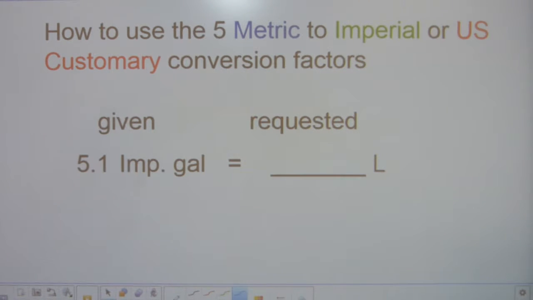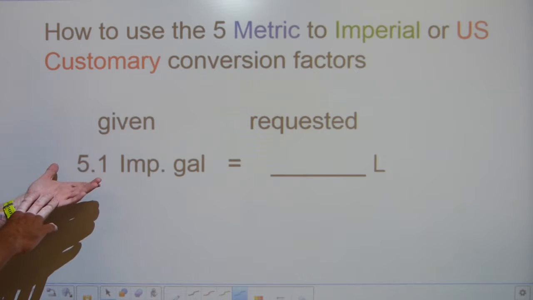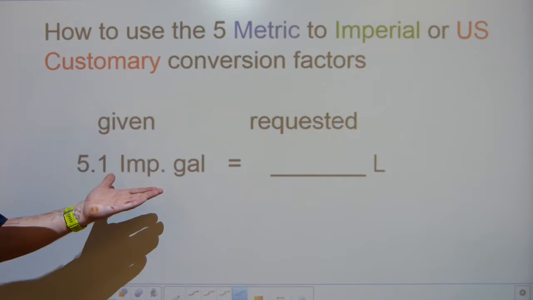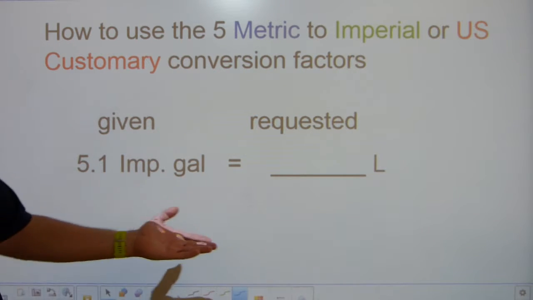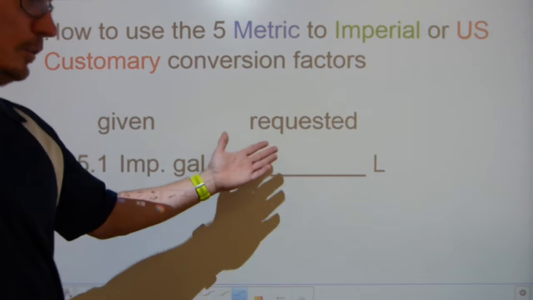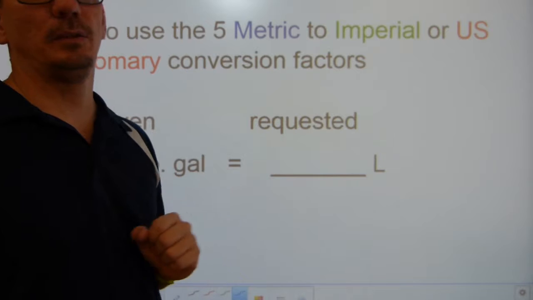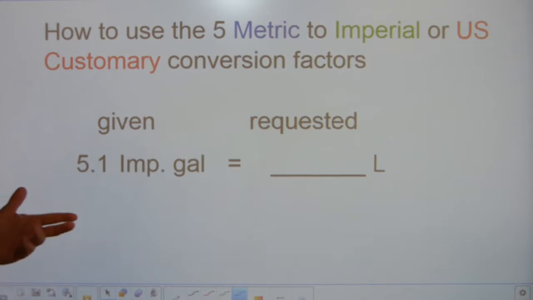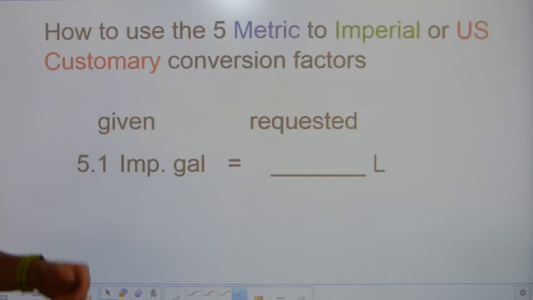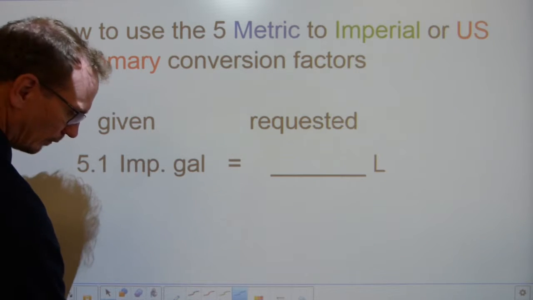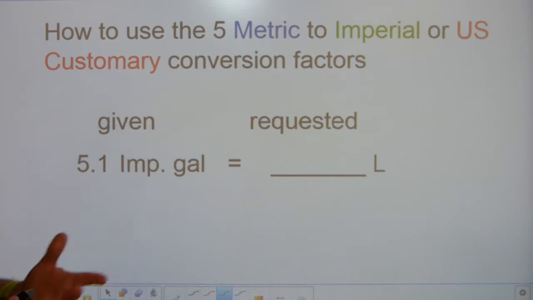This is how a practice problem looks. So here's your first quantity, 5.1, and here is your first unit of measure, imperial gallons. Here is the requested quantity to be calculated and the answer written on the line, and there's your first requested unit of measure. Now, to do a conversion, you need to remember your conversion factor, but which one?